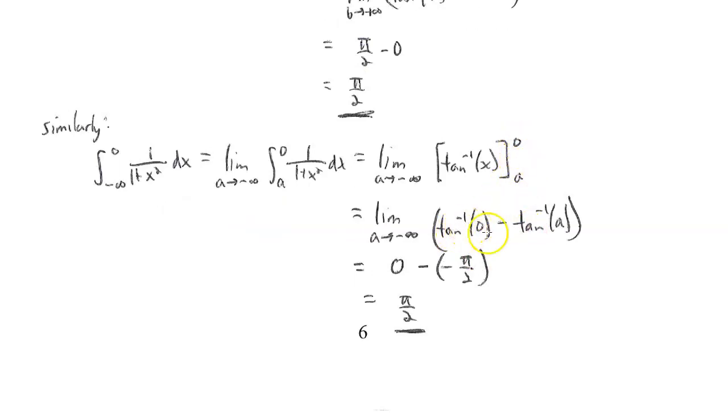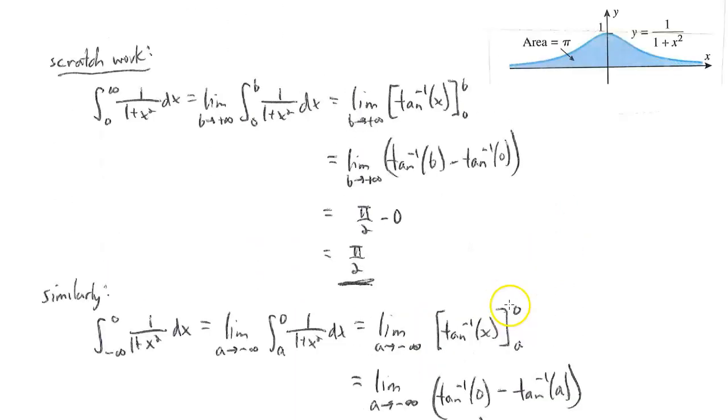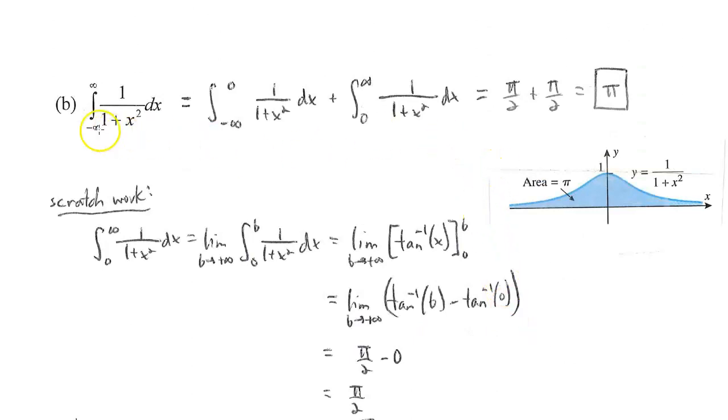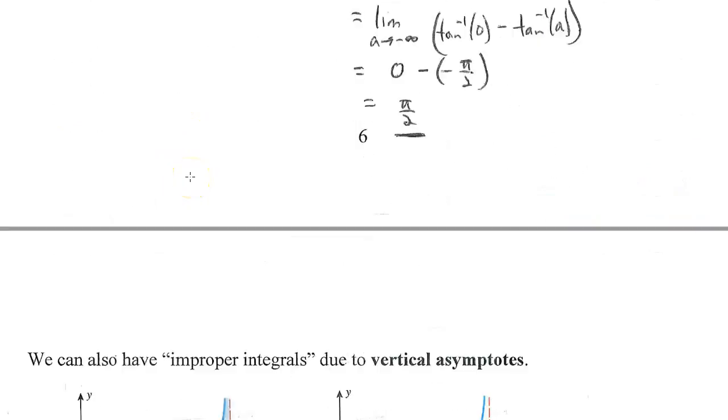You have tangent inverse of 0 minus tangent inverse of a. Tangent inverse of 0 is 0. The limit as a approaches negative infinity of tangent inverse of a is going to be negative pi over 2. That's as we go further and further to the left. But we have a negative pi over 2 that becomes pi over 2. Notice this integral is equal to this one plus this one, but both of those were pi halves, and so the total area underneath that curve is pi. So this is an improper integral.